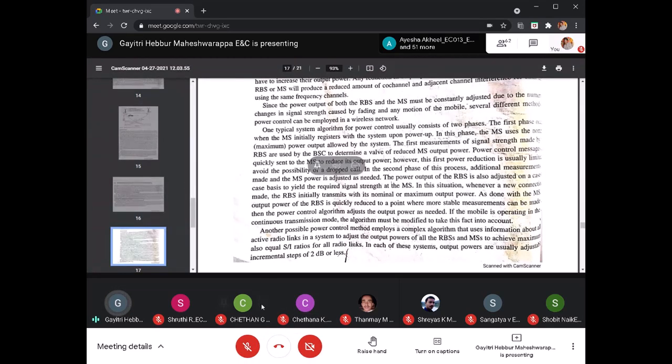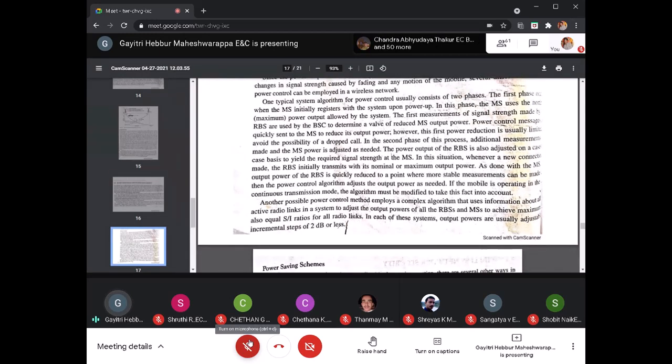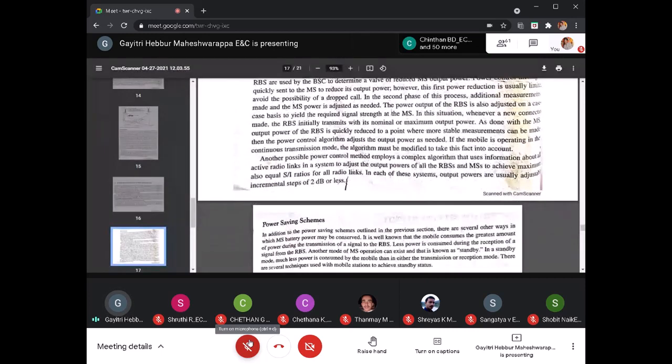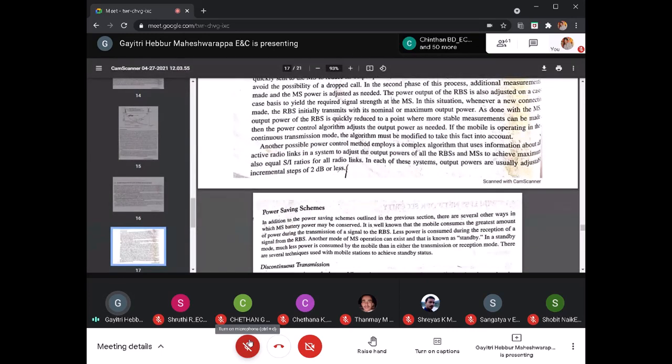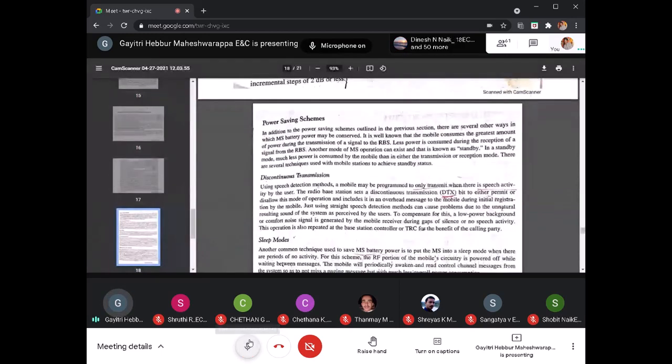Okay, this is how we can adjust the output power. The radio base station will inform the MS, if the output power is more, please reduce the output power. If it is less, it will send a request to the MS, please increase the output power. So that can be in adjustable increments, in steps of 2 dB or less. Initial registration itself will decide the major output power, but in steps of 2 dB plus or minus, it can adjust the output power to improve the SI ratio. Any doubt regarding this?